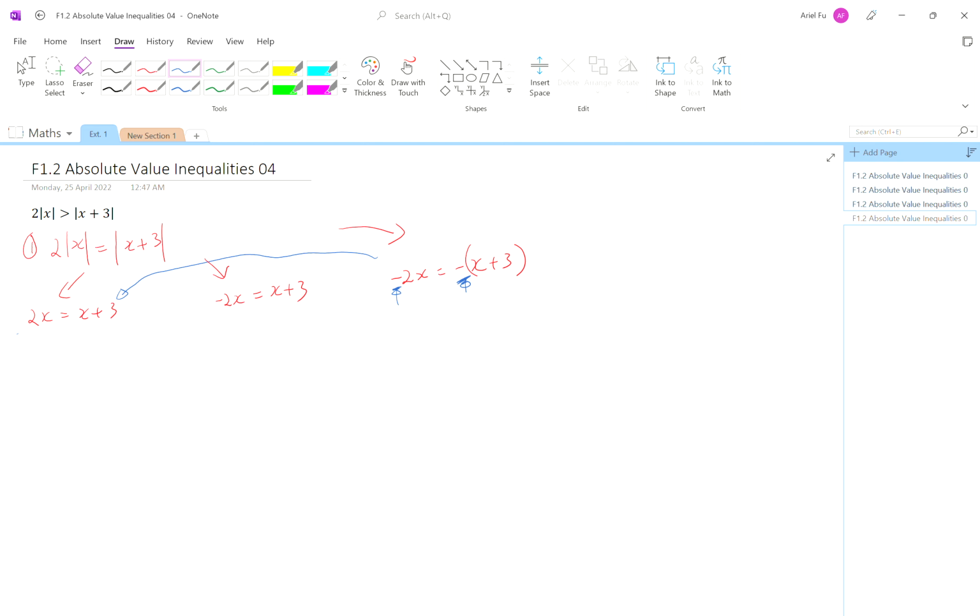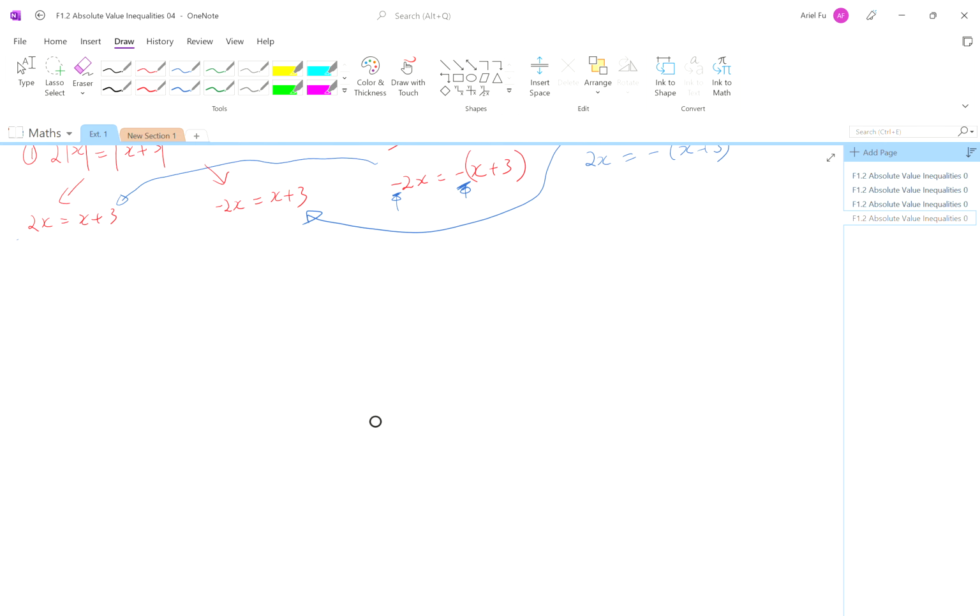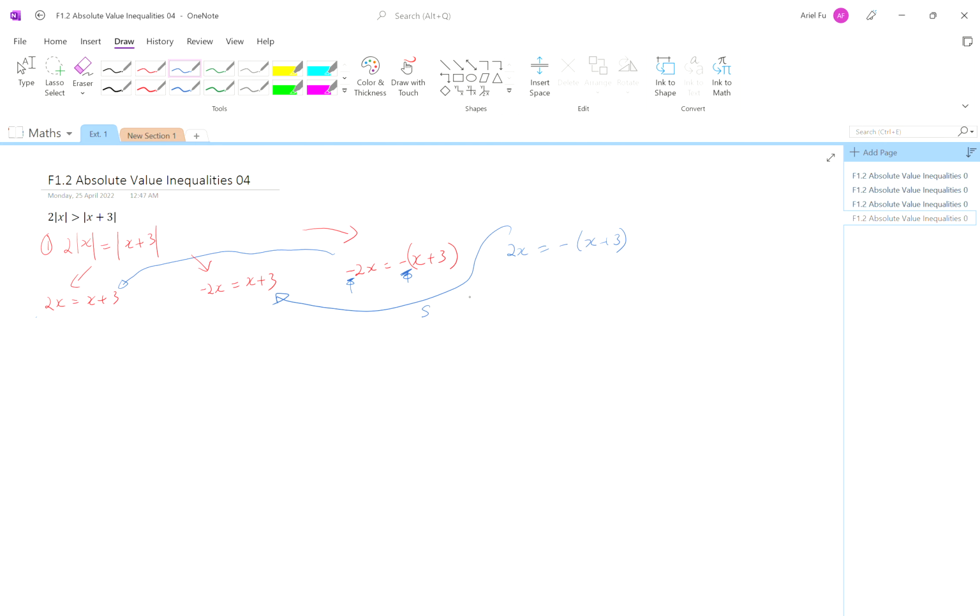All right, the same thing happens in the scenario where 2x is positive and the right-hand side, x plus 3, is negative. You get this. Well, this is actually the same as this. These two are actually the same. Same here and same here. So I don't have to consider this. You don't have to worry about these 2 cases.